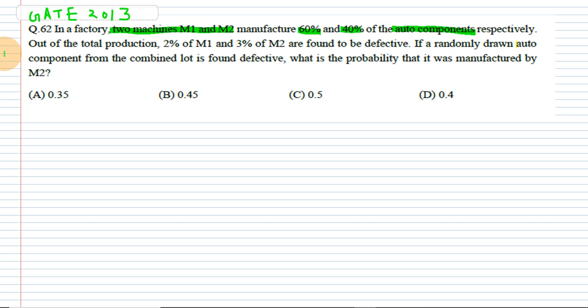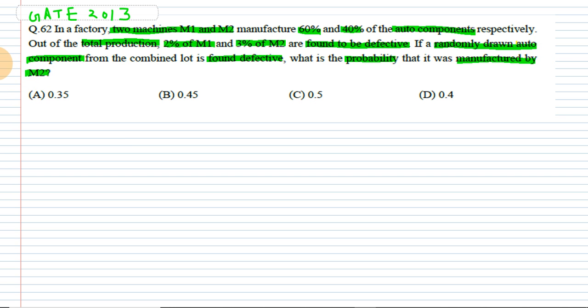Out of the total production, 2% of the M1 and 3% of the M2 components are found to be defective. If a randomly drawn auto component from the combined lot is found to be defective, what is the probability that it was manufactured by M2?